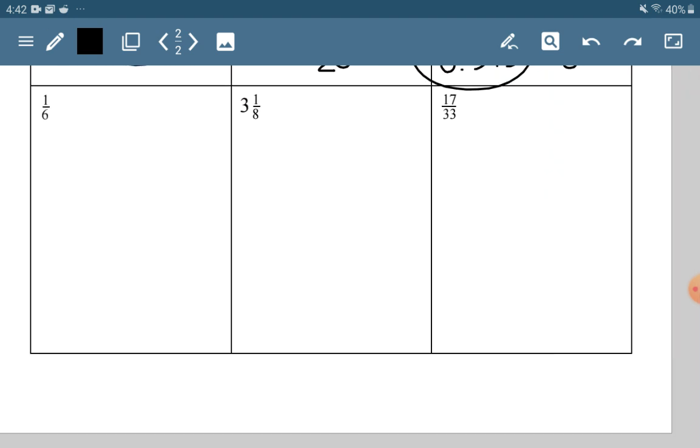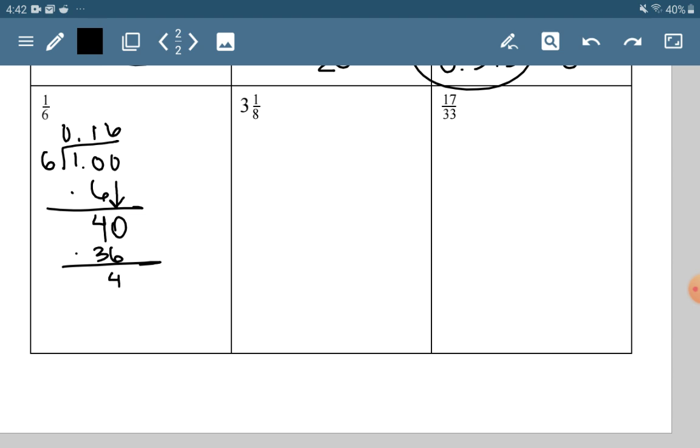Last 3 examples. I have 1/6, top number on the inside, bottom number on the outside, add a decimal and a 0 so we can continue. 6 cannot go into 1, so I say it goes in 0 times, but it can go into 10 1 time. When I subtract, I get 4 left over, add a 0 to bring down. 6 can go into 40 6 times with 4 left over. Add a 0 to bring down. 6 can go into 40 again 6 times with 4 left over.